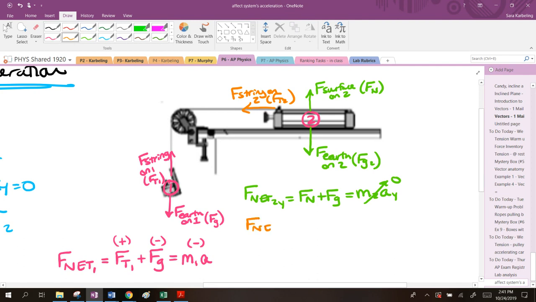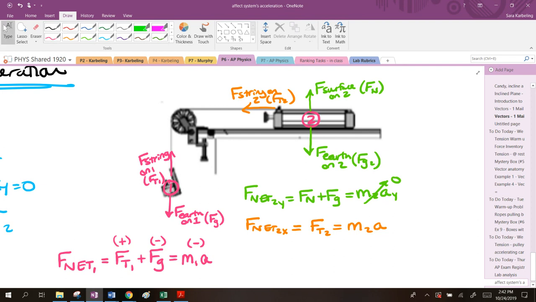FNet for 2 in the X direction. How many forces are acting in the X direction? Just 1. So what did you say? How do you know there's going to be acceleration? Only 1 force, and 1 force can't add up to 0. Doesn't work that way. All right. Are we doing okay so far? Everybody happy? Okay, fantastic. So we've got three FNet equations.